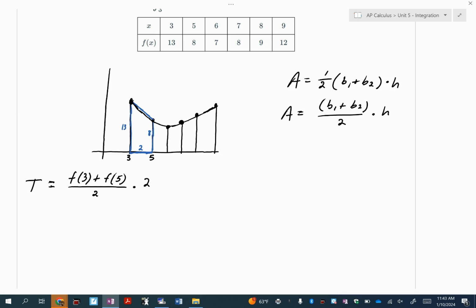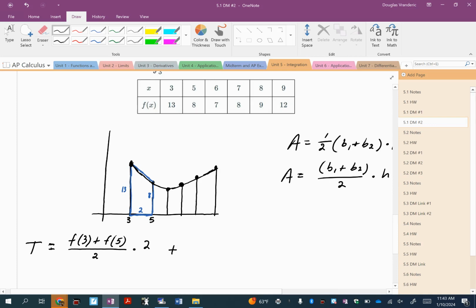As I said, I'm going to be replacing F of 3 with 13 and F of 5 with 8 on my next step. So I'm going to do this setup for the rest of these. Blue, you guys okay if I do the same color?